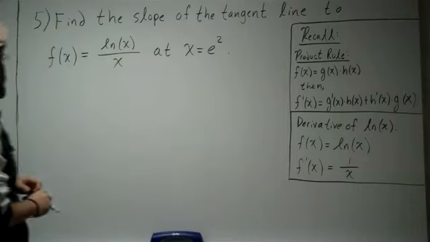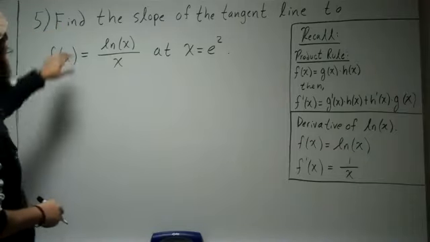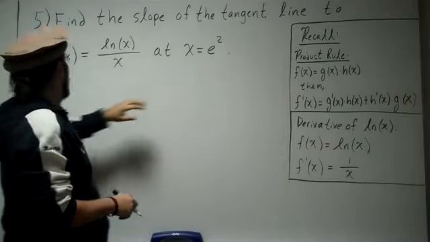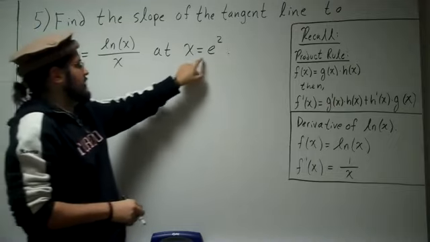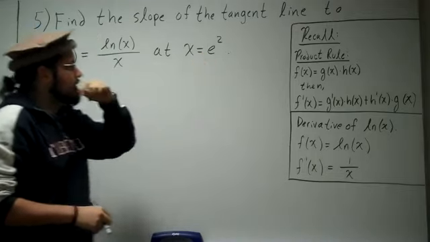Alright, now we're working on problem 5. Problem 5 states, find the slope of the tangent line to f of x equals ln of x divided by x at x equals e squared. Alright, 3 things to recall here.